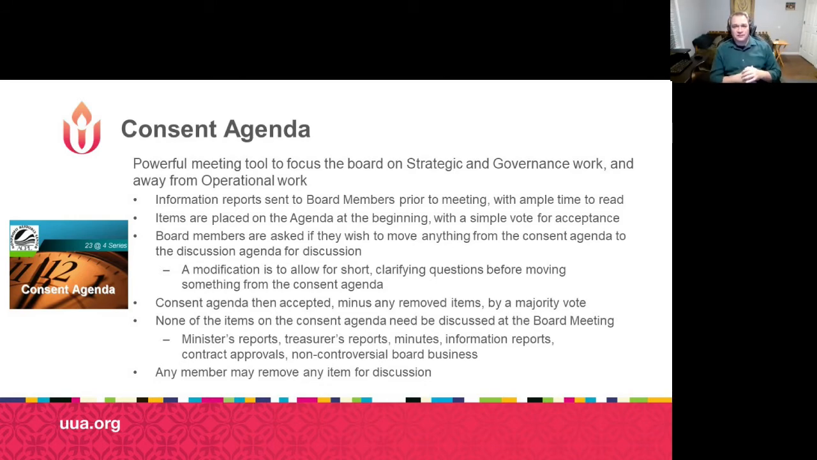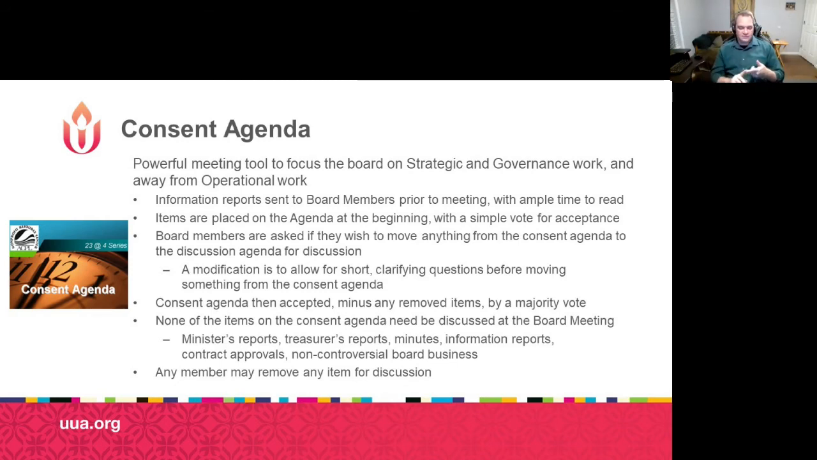Reports from committees. All of these things that can be engaged by the board beforehand are possible inclusions in the consent agenda. Here's the way a consent agenda works. A certain number of days prior to the board meeting, the board members get a packet that has everything that's in the consent agenda. These are items that they can read beforehand.